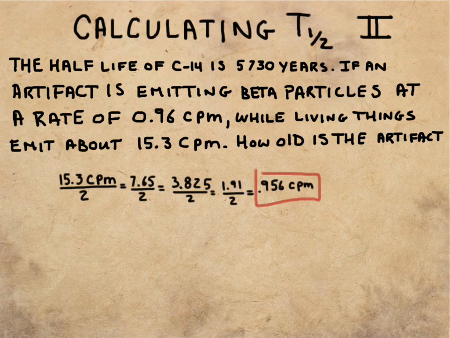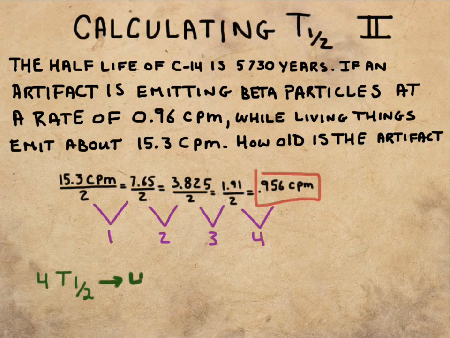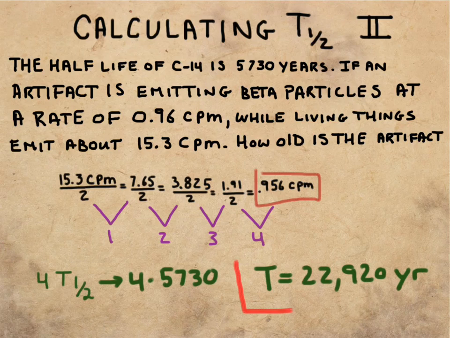counts per minute. If you look, we've got 4 half-lives that have gone by, and each half-life is 5,730 years. So to determine the age of this artifact, we take 4 times the half-life of carbon-14, 5,730, and we find that, roughly speaking, the age of this substance would be about 23,000 years, 22,900.